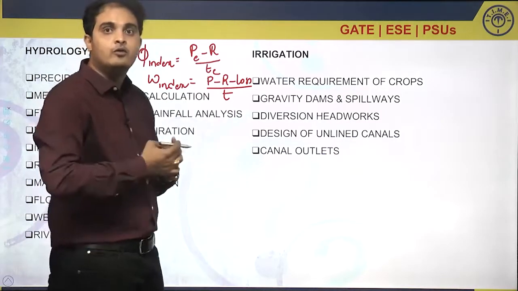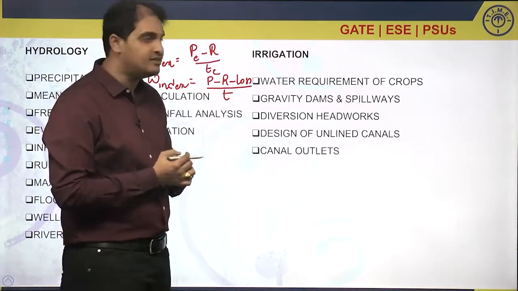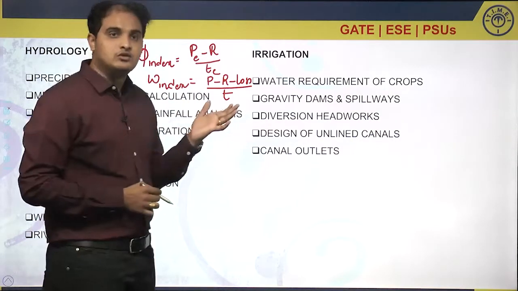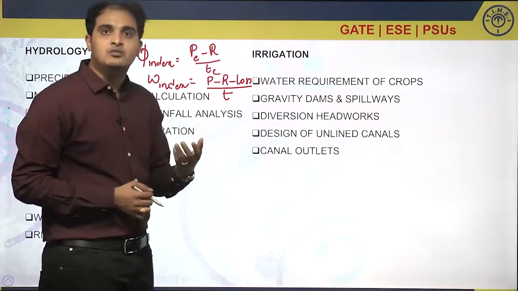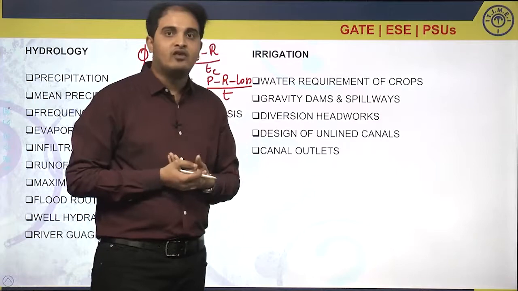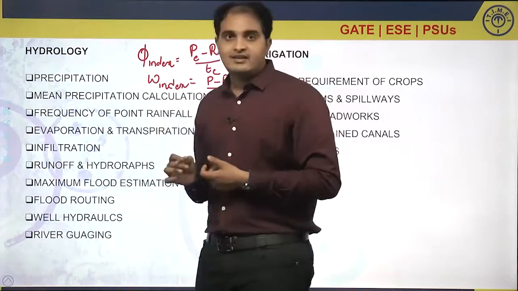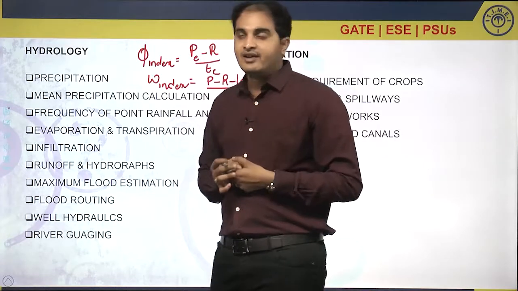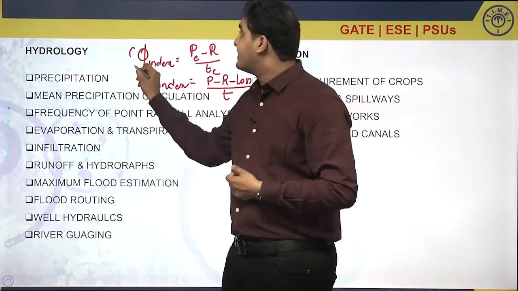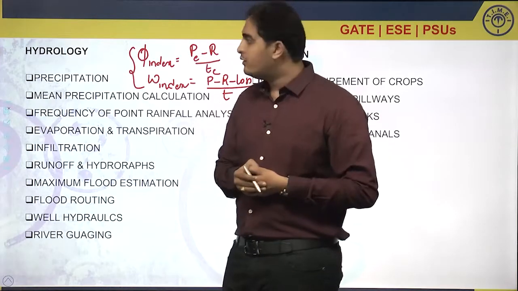But I want to tell you, infiltration is the major loss among all the other losses or abstractions. So sometimes, mostly in the phi index, we assume all the other losses other than infiltration to be very small and therefore negligible. So in this subject, other than Horton's curve in infiltration, the phi index and W index, you can also expect questions very frequently from the GATE exam point of view.